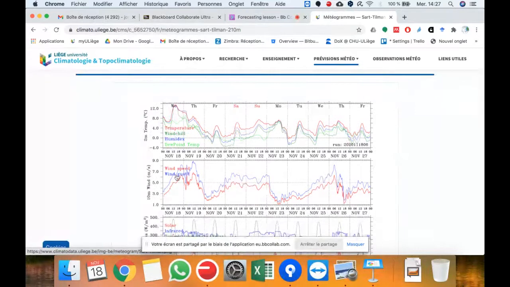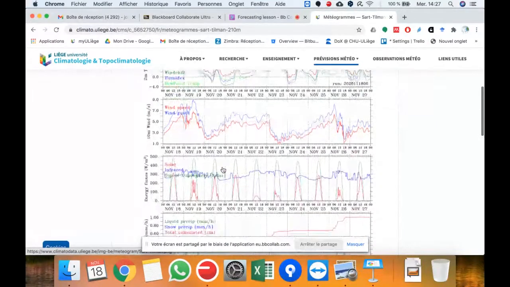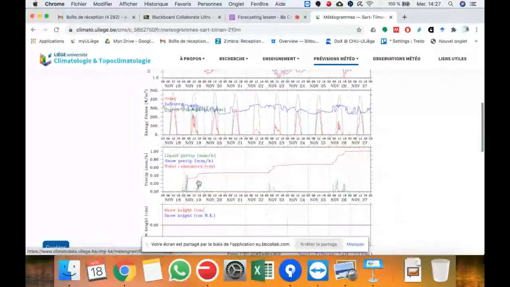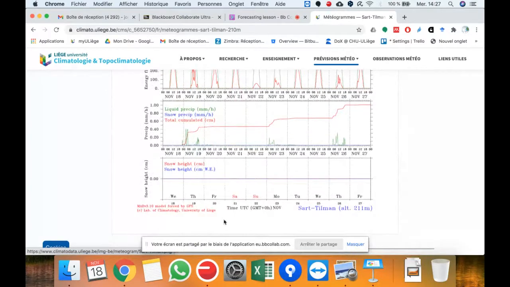In degrees. You have also the wind speed. You have the solar irradiation. So here we can see that it is a very beautiful day. But tomorrow it will be a little bit more cloudy. But it seems that on Sunday it should be a nice day. You have also the precipitation. So liquid, it is when it is raining. And there is no snow here. So the snow height is 0.